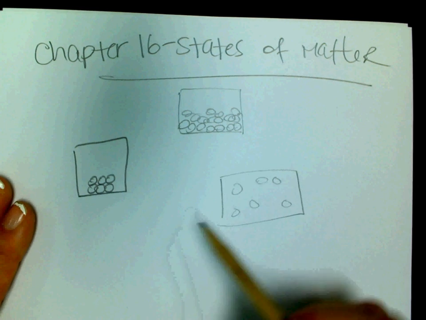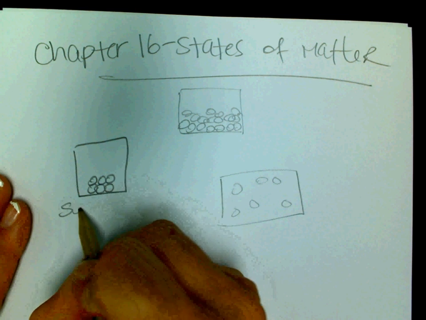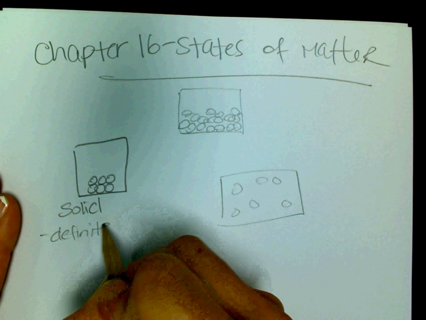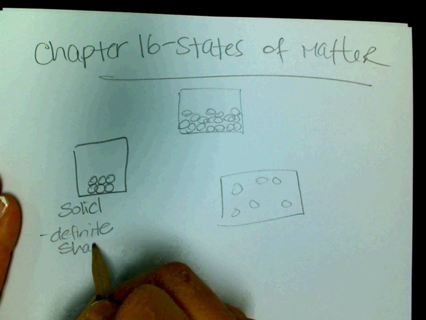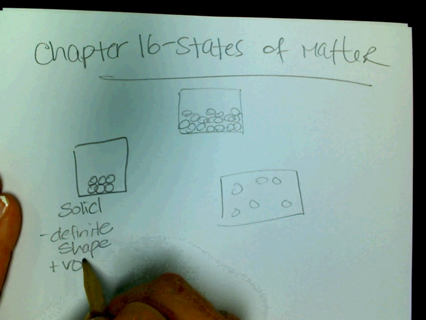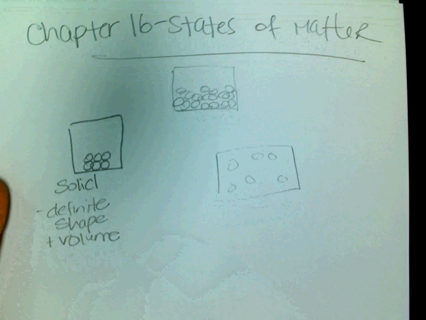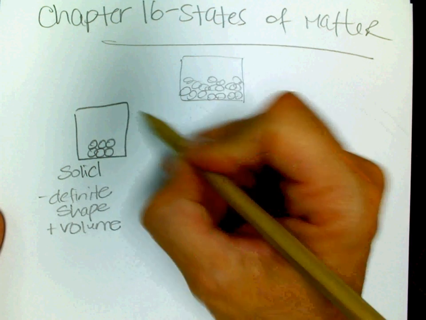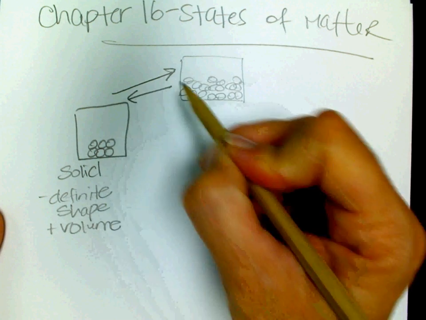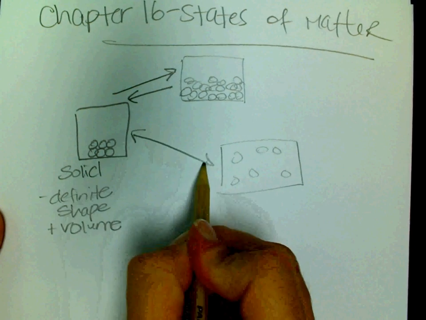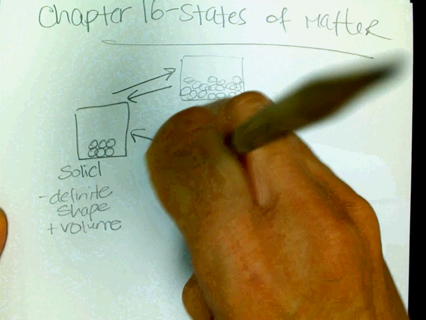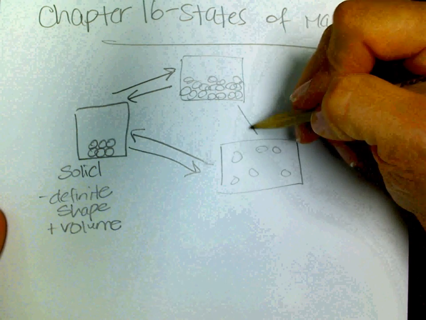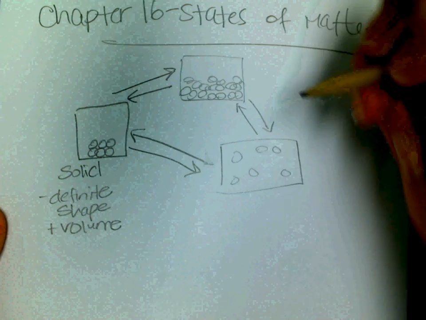Okay. All right, here we go. Solid has definite shape and definite volume. Definite shape and volume. All right, now, I'm going to show you state changes of matter.